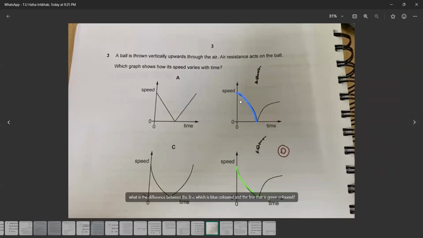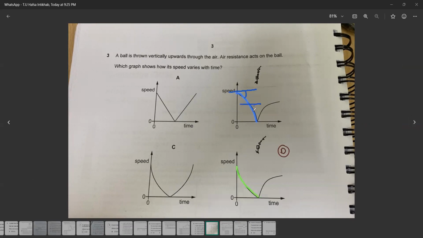The blue line and the green line both show deceleration, but one shows that the deceleration is increasing because the angle is increasing. The other shows the angle is decreasing with the x-axis, so the deceleration is decreasing. And this shows a constant deceleration.